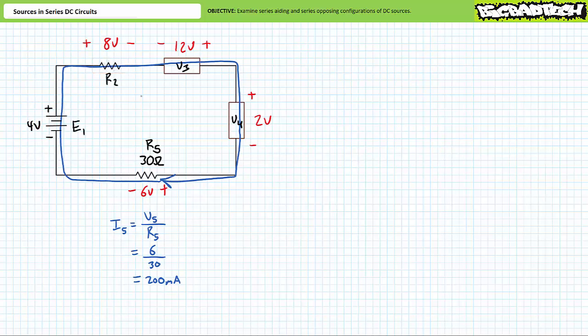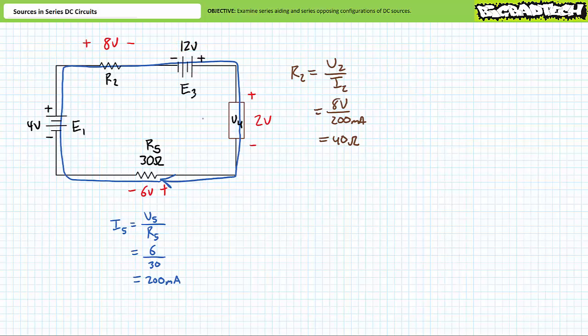Unknown element 2 is undoubtedly a passive resistor experiencing an 8 volt drop with 200 milliamperes of current through it. An application of Ohm's law demonstrates that R2 must be a 40 ohm resistor. Unknown element 3 is undoubtedly a 12 volt active source. And finally, unknown element 4 is undoubtedly a passive resistor experiencing a 2 volt drop while 200 milliamperes of current travels through it. A final application of Ohm's law demonstrates that R4 must be 10 ohms.